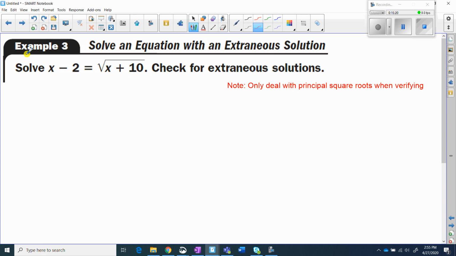All right, let's continue on. Okay, this one, we've got our radical. It's already isolated. There's only one radical here. So I got x minus 2 equals the square root of x plus 10. Well, the radical is isolated. It's the only thing on the right side of the equal sign. So our next step is square both sides.